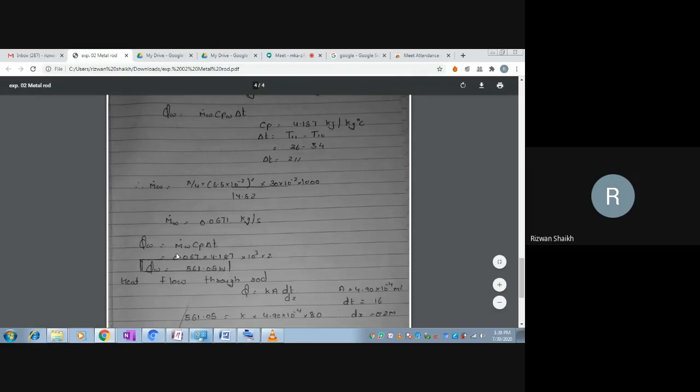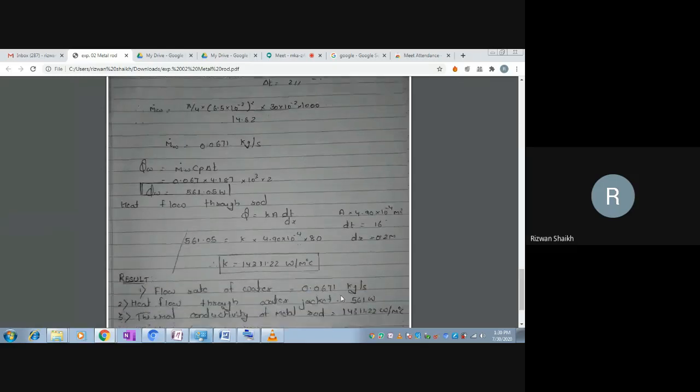And then similarly, you can apply this formula to get the heat flow rate through the water. So this is the heat flow rate through the water, that is 561. And the same amount of heat is flowing through the rod. So this QW is equal to capital Q. And this capital Q, we are applying the Fourier law, K A dt by dx. And A is the area of the rod, dt is the change of temperature of the rod.